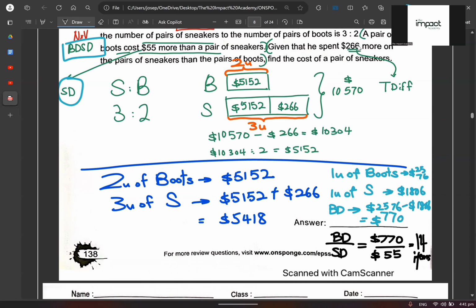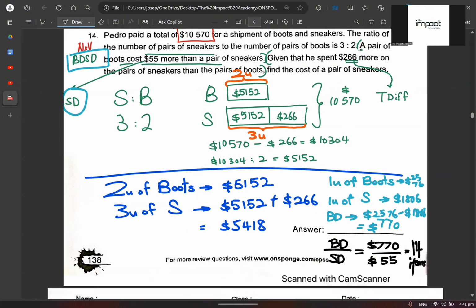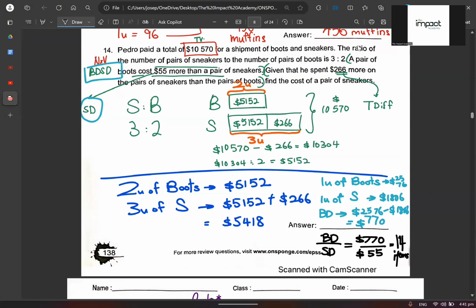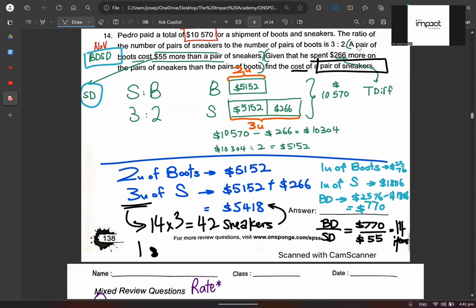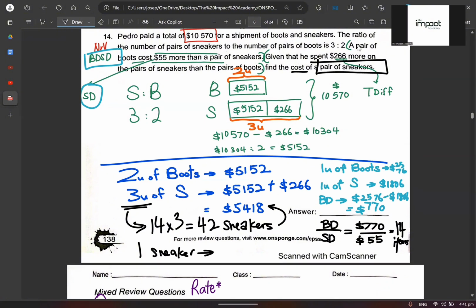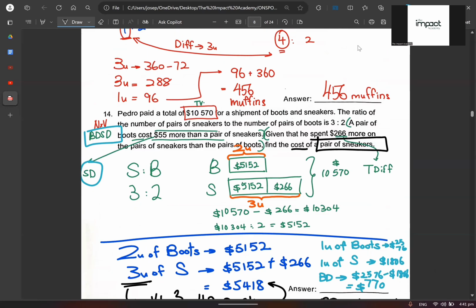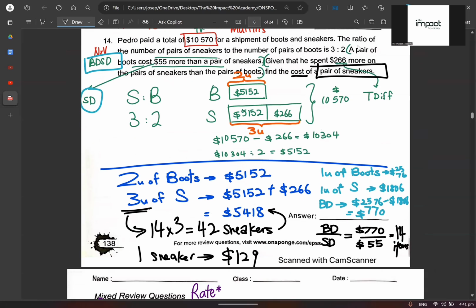Now, of course, you can solve the question. The question says to find the cost, that means how much is a pair of sneakers? First, ask yourself how many sneakers this person bought. We know it's 3 units, so we do 14 times 3, which gives 42 sneakers. And 42 sneakers cost 5,418. So can we find one sneaker? Definitely. 5418 divided by 42 gives $129. So my answer is $129 for a pair of sneakers.